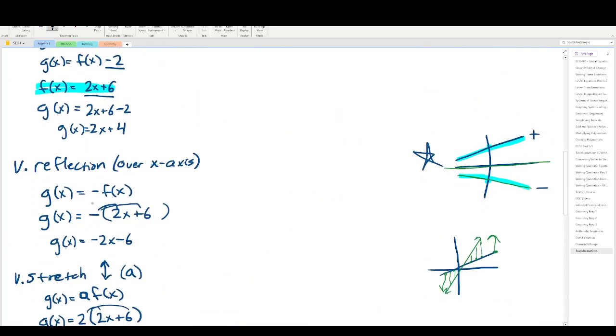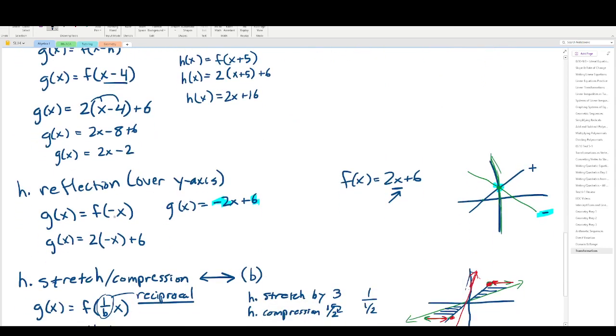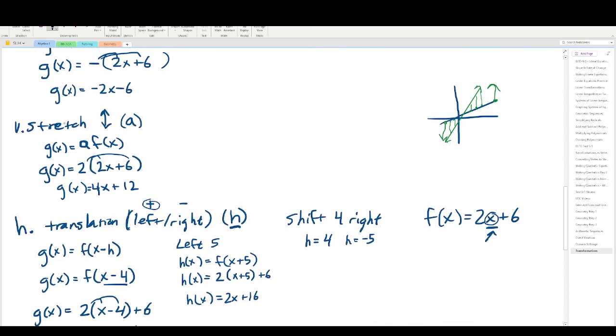Then we talked about reflections. Vertical reflection, we put a negative outside of f of x, meaning everything in the original function becomes negative. The same thing for horizontal, a horizontal reflection. We put the negative inside the parentheses, so we're changing the inputs to negative, and that means that we only affected the slope and not the y-intercept. Finally, we had stretches and compressions. We called a vertical stretch or compression a, and that a value multiplies the entire function. So it acts on both the slope and the y-intercept to make everything steeper.